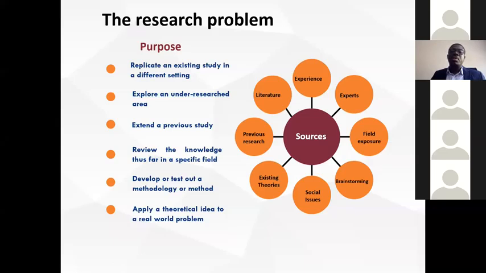So the purpose of research is to replicate an existing study in a different setting. So someone may have done a similar study in Malaysia or Philippines, and you want to replicate it in Nigeria. It is allowed because the contexts are different. And so it is likely you may have different results. In any case, even if your results are similar to that of Malaysia, then it only goes to reinforce that particular study. It strengthens the argument. So you will still be contributing to the literature.